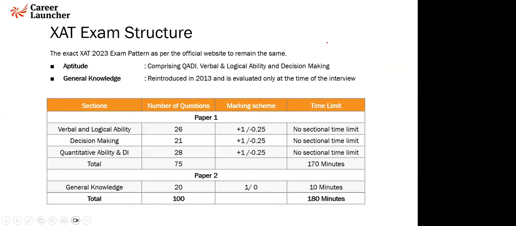I would suggest, Utsav, that you start with quant, arithmetic and algebra straight away, and DI, and look at doing these remaining topics as you go along.